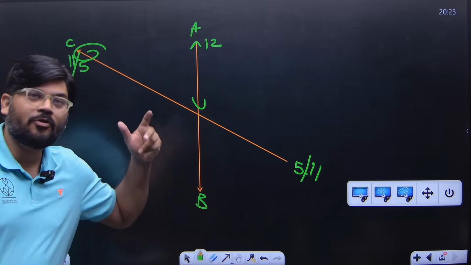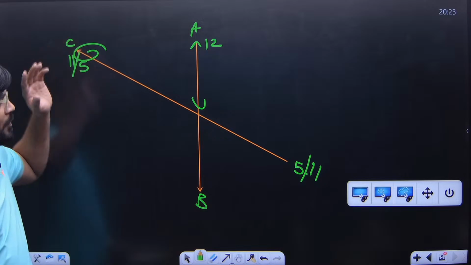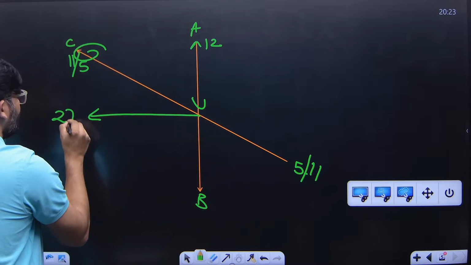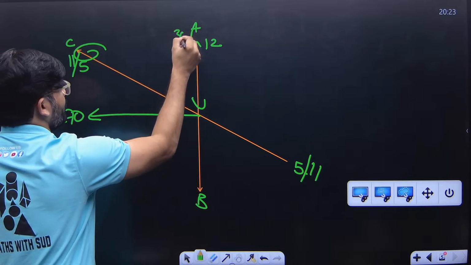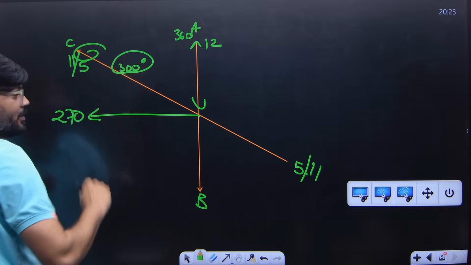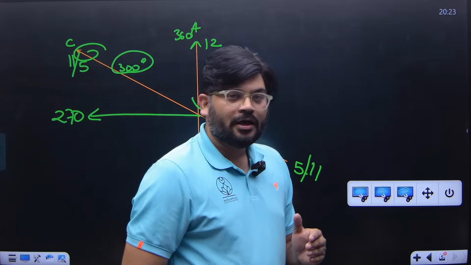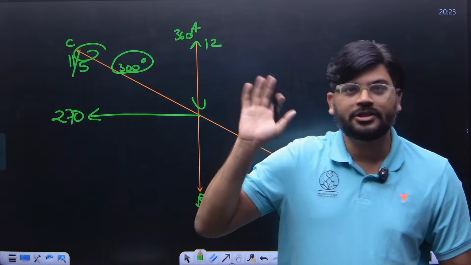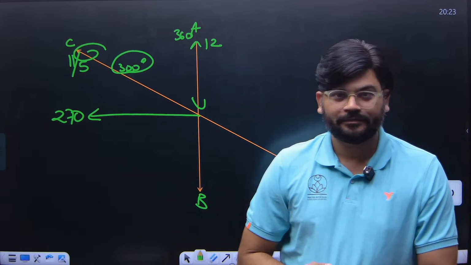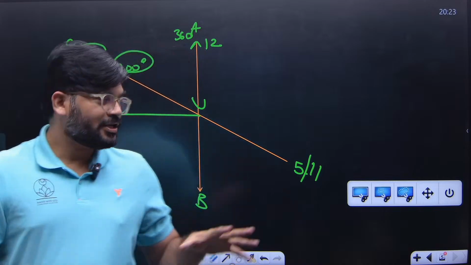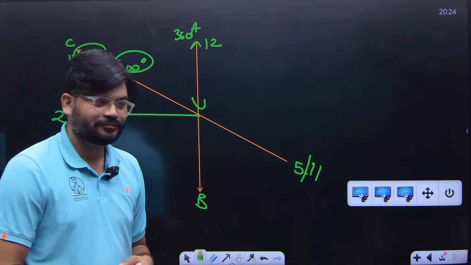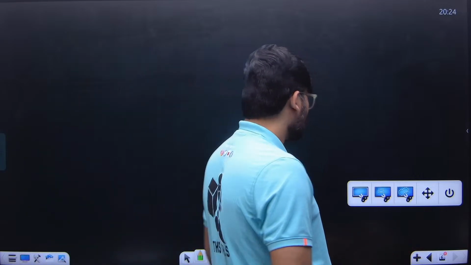But if I ask you about the bearing, tell me what could be the bearing? The bearing will be between 270 and 360. So let us say it may be 300 degrees, because bearing is always in relation with the north star. Understood? Understood. Yes, sir. Okay.